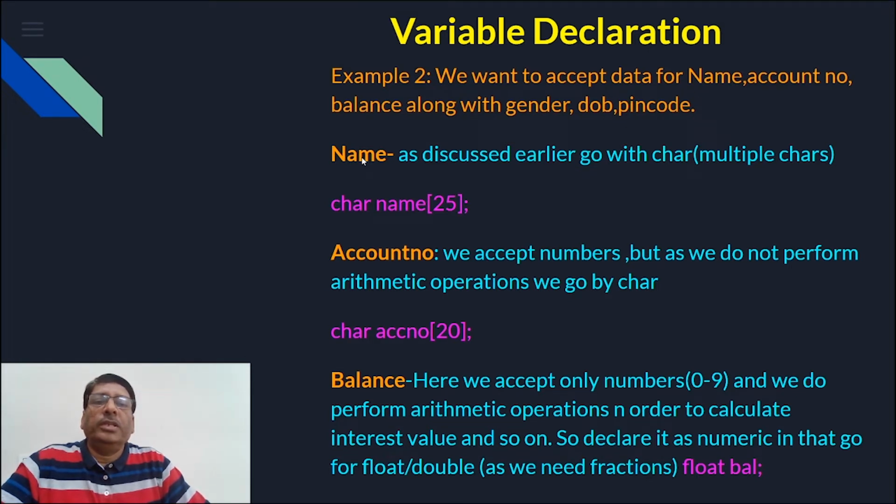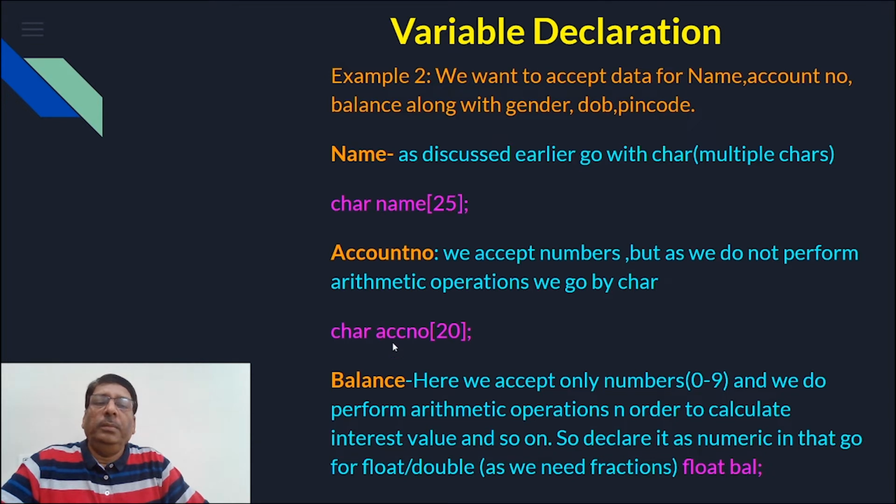So as we discussed in the earlier example, name can be declared as character. It can be 25 characters, 30 characters, and so on. Similarly, account number. Here also for account number, we do accept numbers, but we may not perform any arithmetic operations on an account number. So we can declare account number also as character.